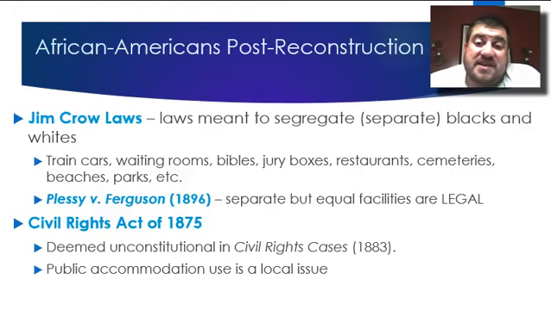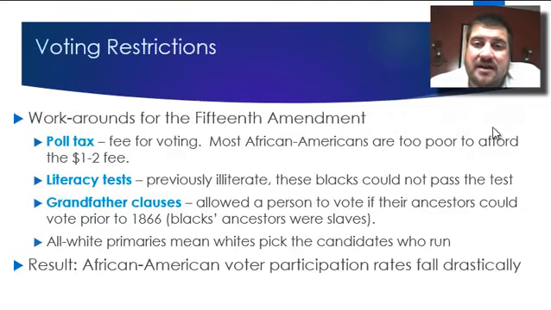And then we've already discussed the Civil Rights Act of 1875, which is deemed unconstitutional in the civil rights cases. And again, it says that public accommodation is a local issue. So how do we get around the 15th Amendment if we're the South? We can't really just nullify the 15th Amendment, but we can put restrictions on it.